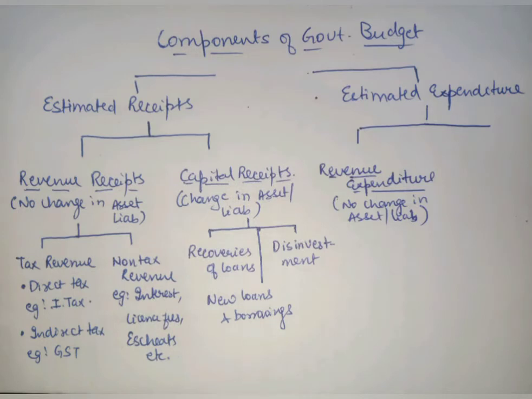Now coming to estimated expenditure. Same as the estimated receipts, the estimated expenditure is further divided into two categories. The first category being revenue expenditure. Revenue expenditure is the one which neither leads to creation of any asset for the government nor leads to reduction in any of its liabilities.